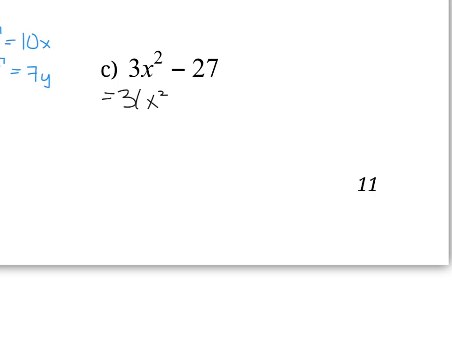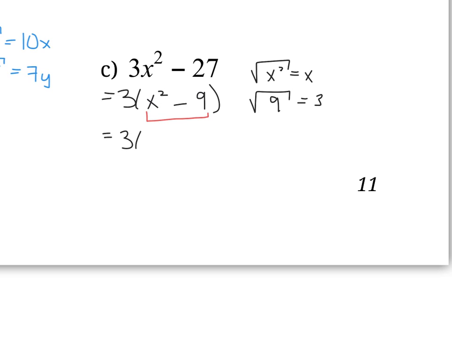So I'll be left with x squared minus 27 divided by 3, which is 9. And now take a look in here. We have a difference of two squared numbers, which means that we can use our shortcut of difference of squares. So square rooting the first guy would give us x, square rooting the second guy would give us 3, and we can make our conjugate of x plus 3 and x minus 3. And we're done.